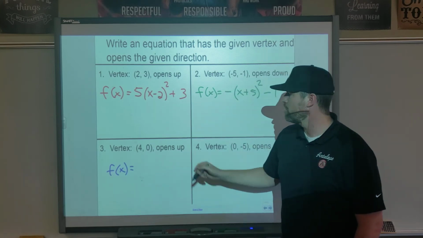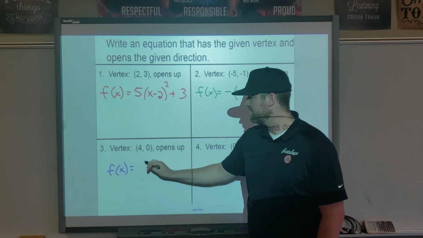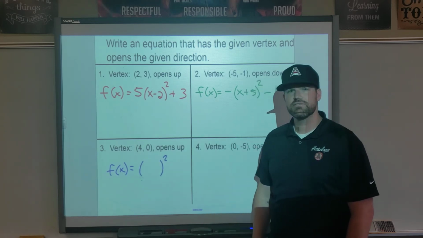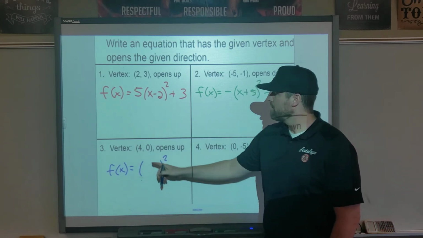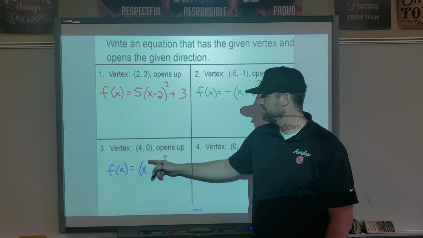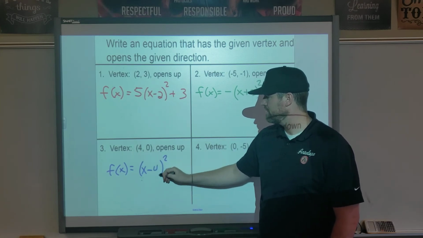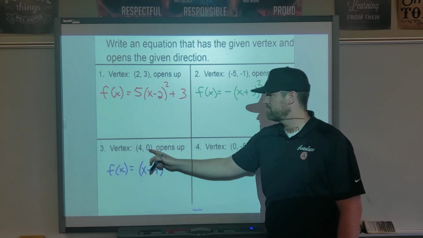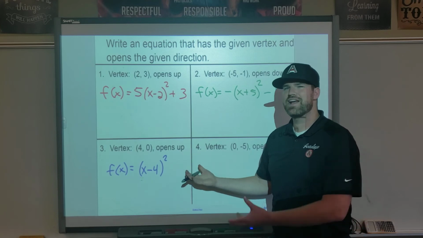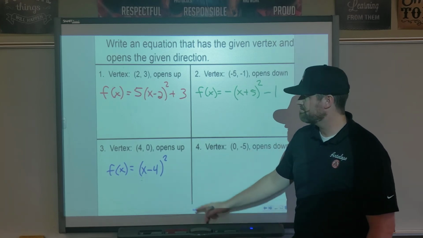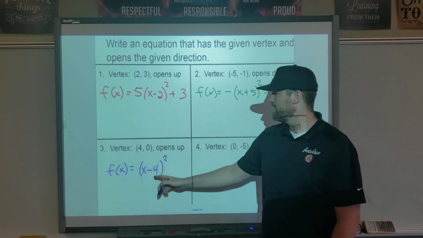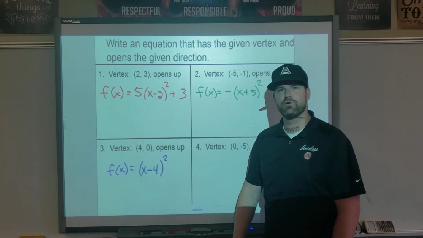This next one I wanted to open up. I'm just not going to put anything here, because if I don't put anything there, that means it's a positive 1, so it's opening up. I want my x-coordinate to be 4, so if I want this to be positive 4, I have to put the opposite. And then I want my y-coordinate to be 0. So I could put plus 0, but if we're adding 0, we don't actually put that. So I'm just going to leave this as x minus 4 squared. That will open up and have a vertex at 4, 0.